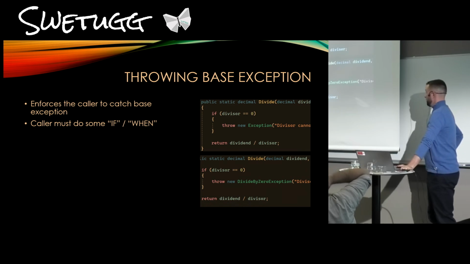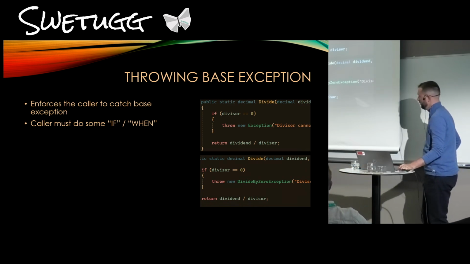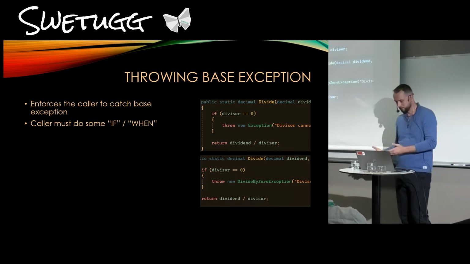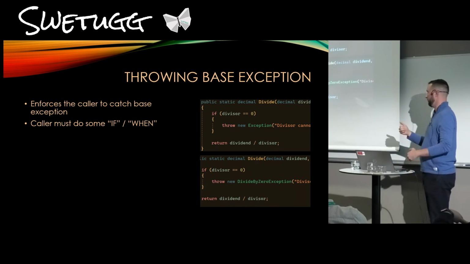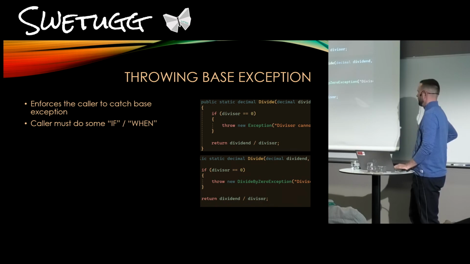Then throwing the base exception, very similar to the previous one. First of all, it forces the caller to catch the base exception, which is an anti-pattern. It's not really good. And usually the caller must do some if or when. When is a new feature, not really a new one, it's already been there for a few years, but pretty new, let's say. And they have basically to check.